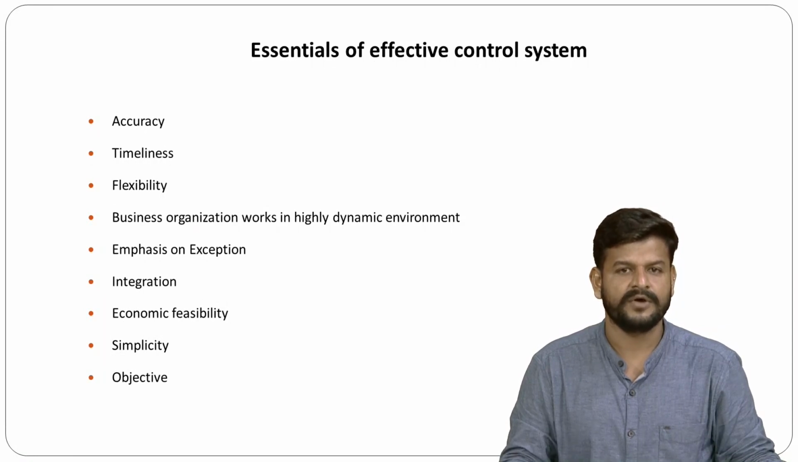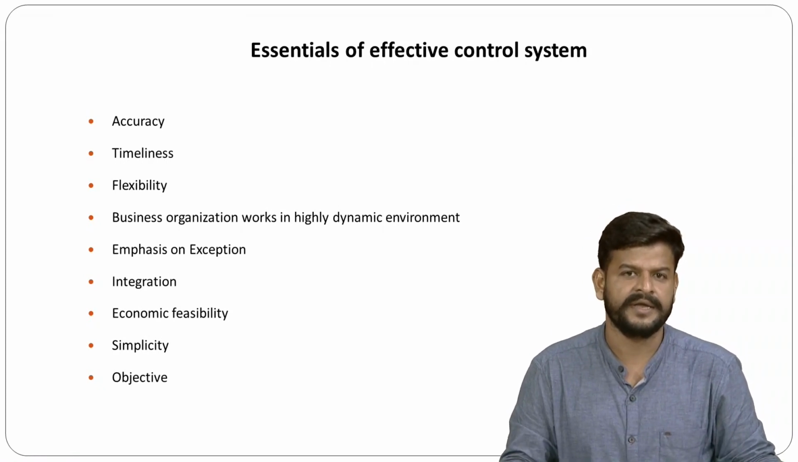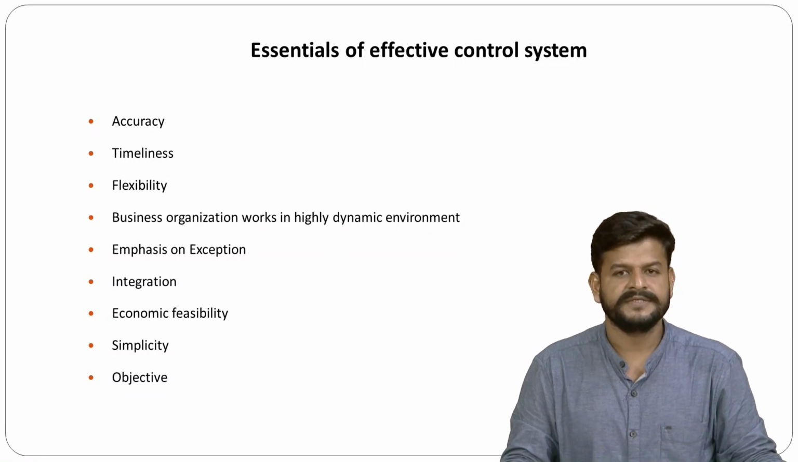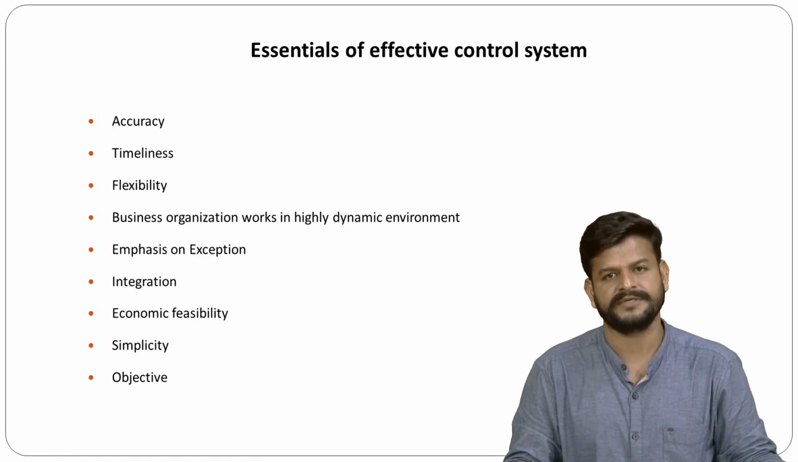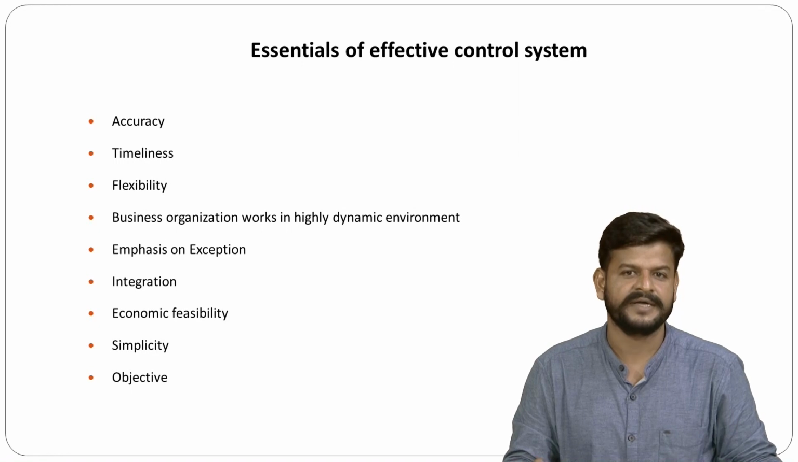And the last one is objective. Every function of management is goal oriented. Being an important function of management, control also possesses the same characteristics. The control system must be objective. A well-defined, straightforward and clear objective will drive the control system to smooth application of corrective actions. The objective should be quantifiable as far as possible. Non-quantifiable objectives are difficult to measure.